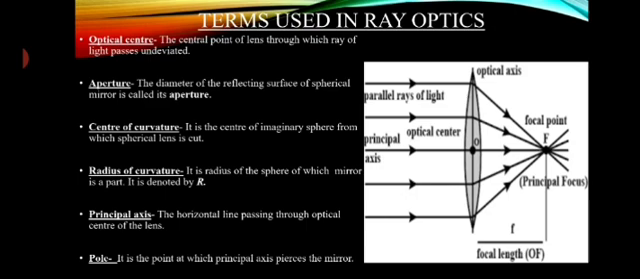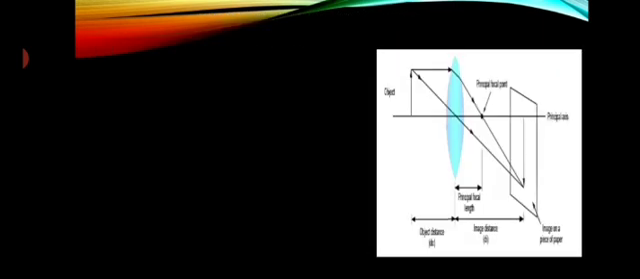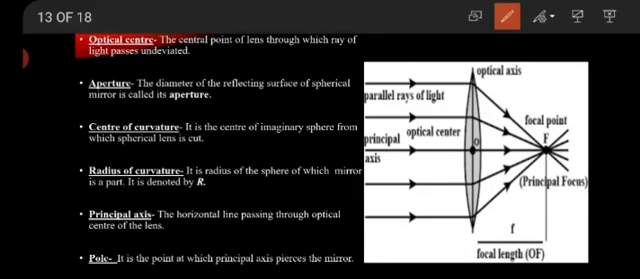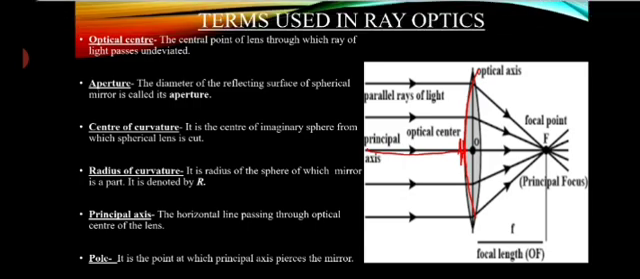Next is the pole. Now, pole is a point at which the principal axis pierces the mirror. That is this point. Here is the principal axis which is approaching the mirror. So this point is called the pole, whereas O is the optical center.